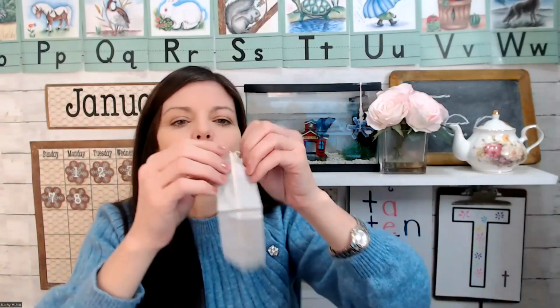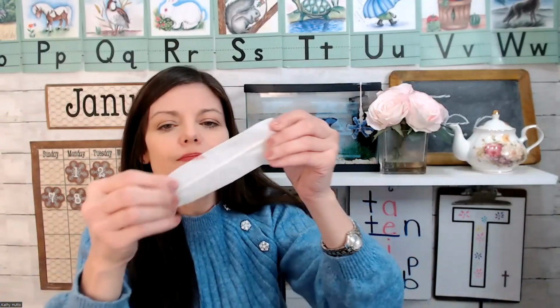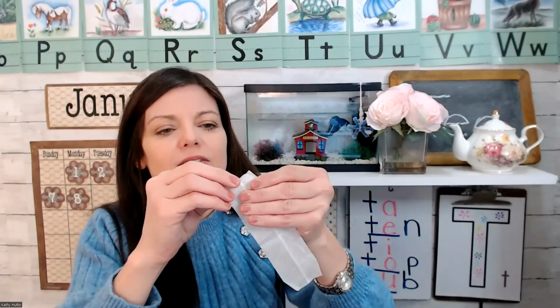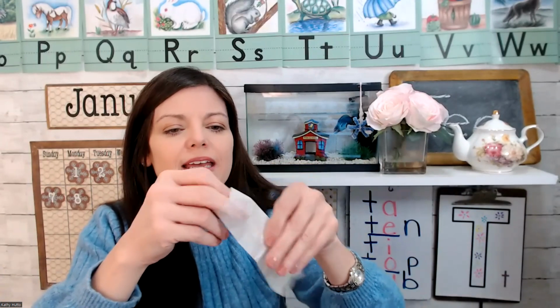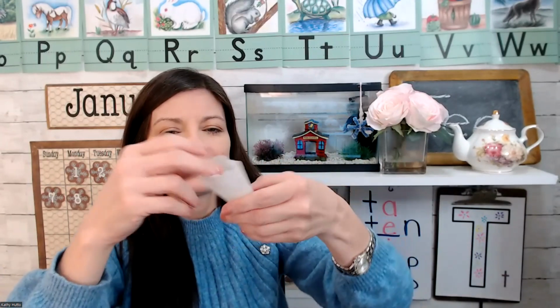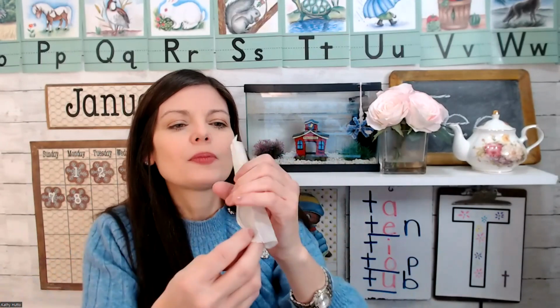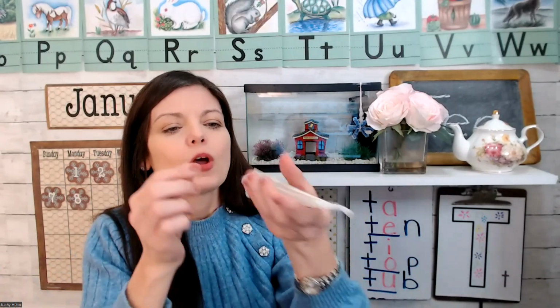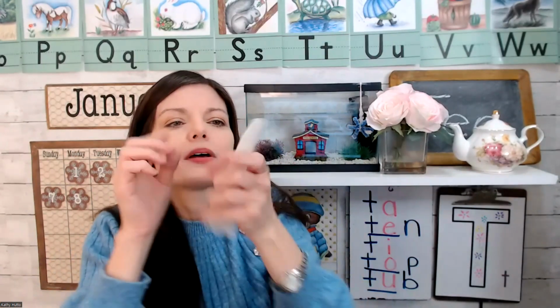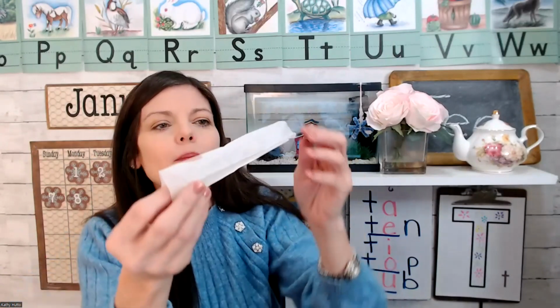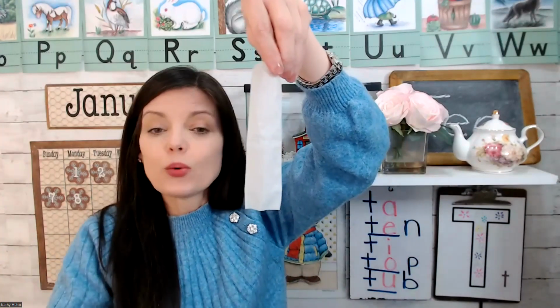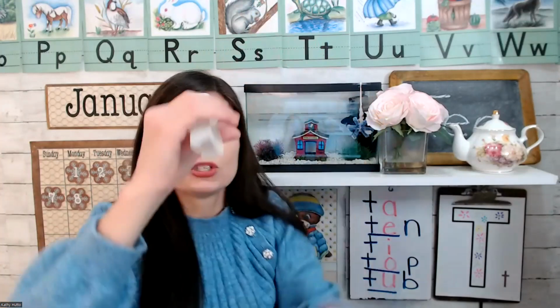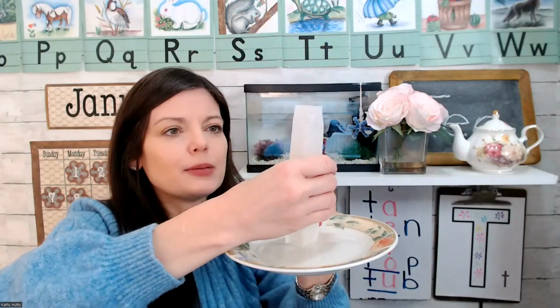And now I'm going to open this up. And it really just looks like a tube once I get it opened up. You can see here. I can get it open. There we go. Okay, so what I'm going to do is take this tube. It's really just the tea bag. And I'm going to put it on this plate.